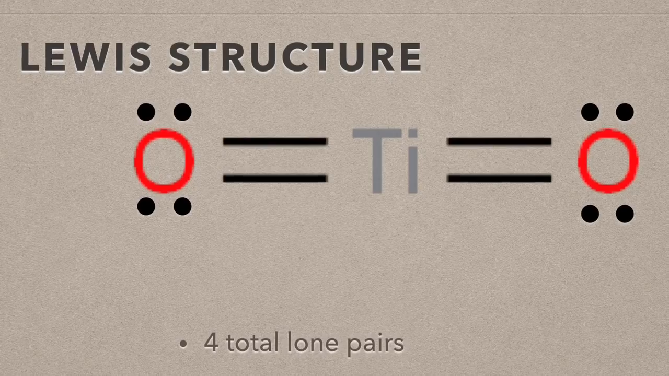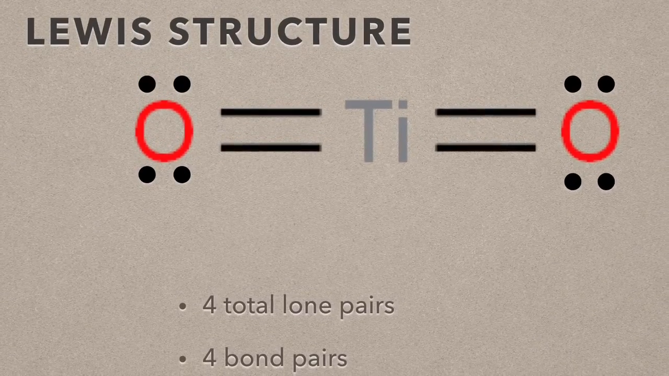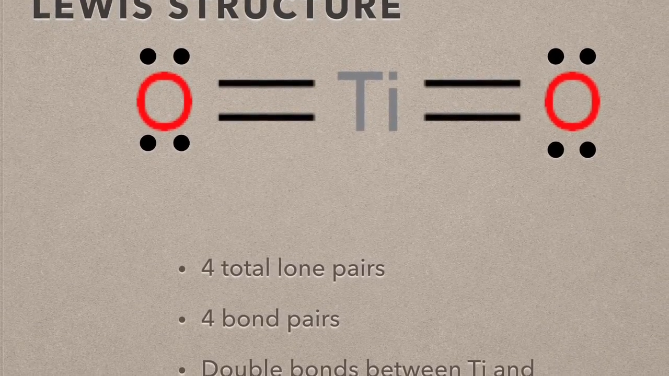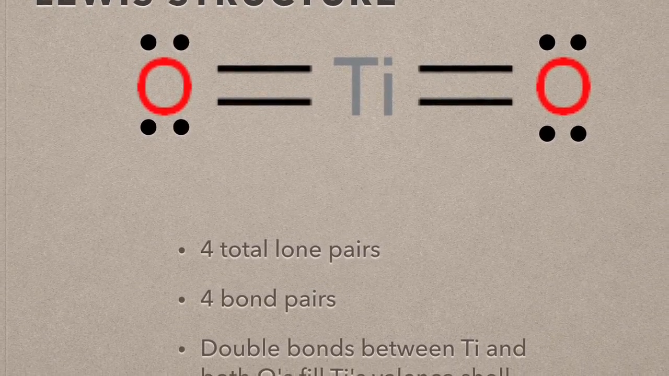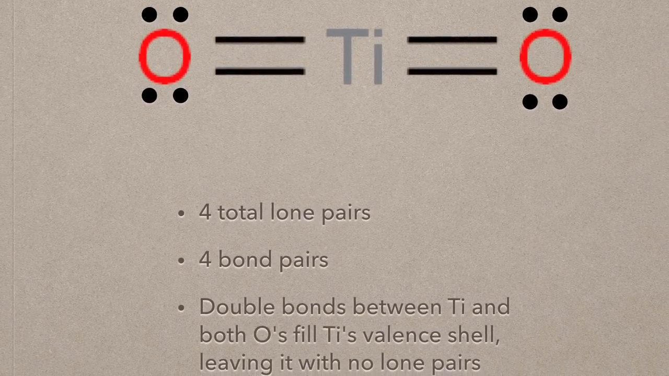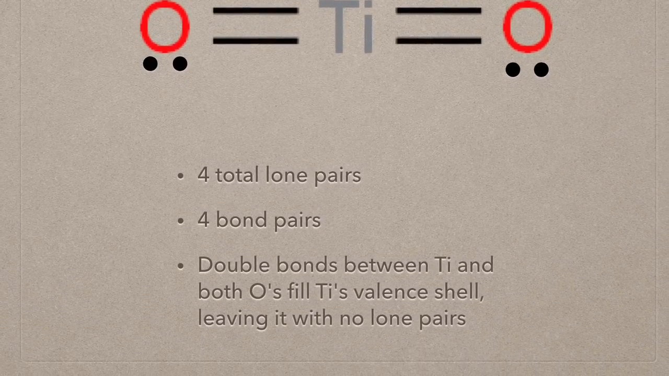In the Lewis dot structure for TiO2, there are a total of 4 lone pairs, represented by each pair of black dots, which are electrons, and 4 bond pairs, represented by the black lines. In the structure, the 2 double bonds between titanium and both oxygens fill titanium's valence shell, which is why it has no lone pairs.